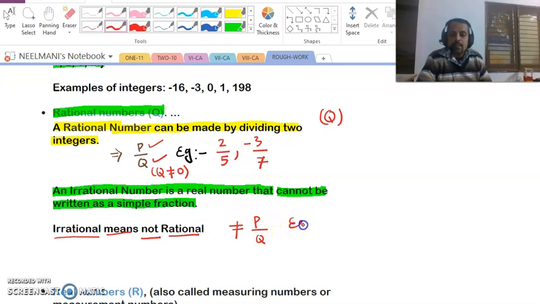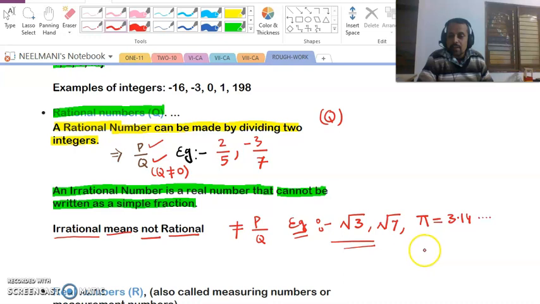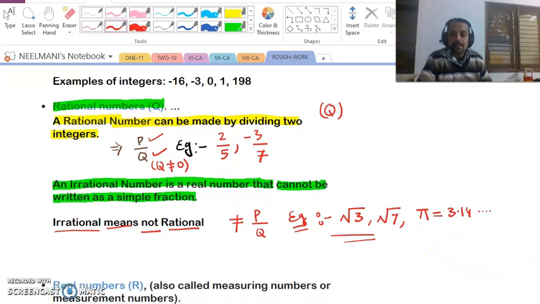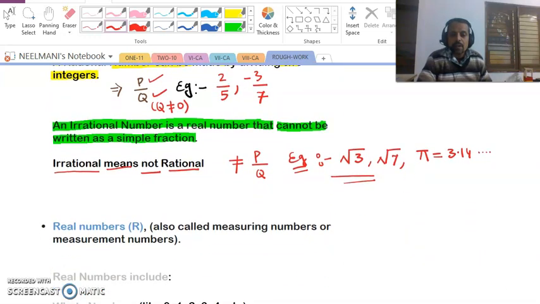So if we want to take an example of an irrational number, that means all the numbers which come under the root sign, like under root 3, under root 7, or the value of pi, that goes on 3.14 and it goes on. These all come under the category of irrational number. Hope you have understood till here.